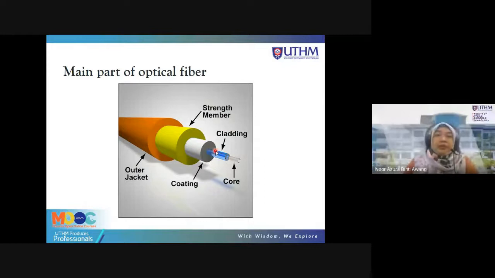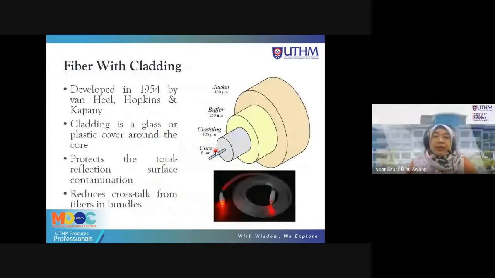So fiber with cladding was basically developed in 1954 by Van Heel, Hopkins and Company. Cladding is a glass or plastic cover around the core. It protects the total reflection surface from contamination and reduces crosstalk from fibers in bundles.